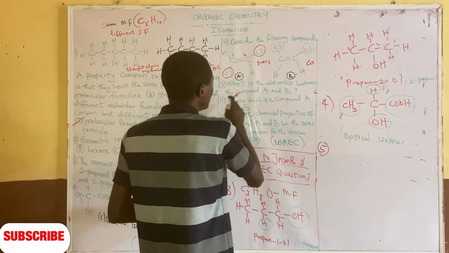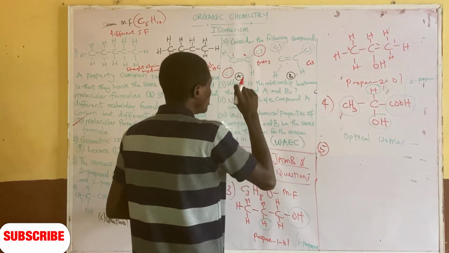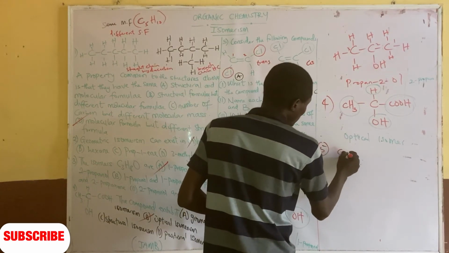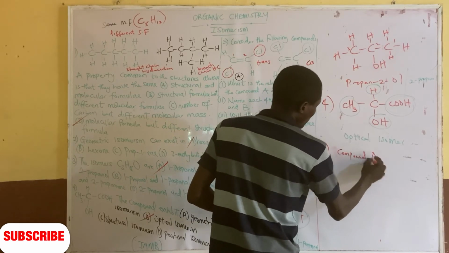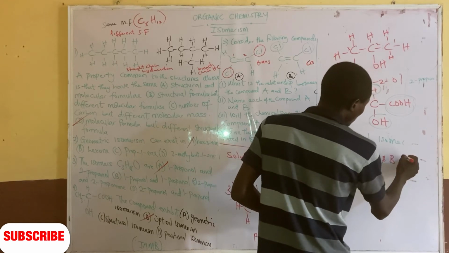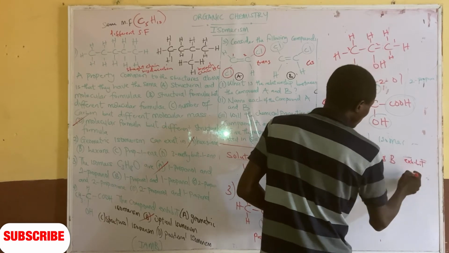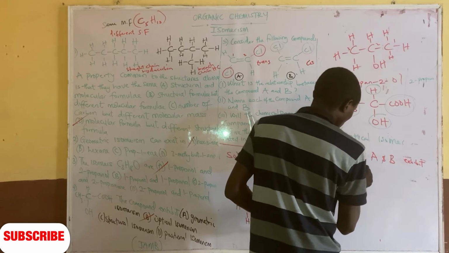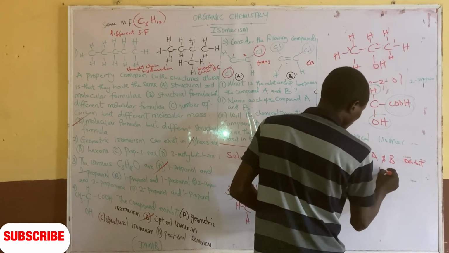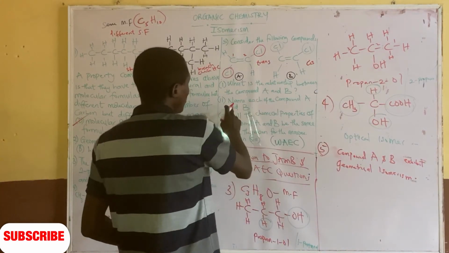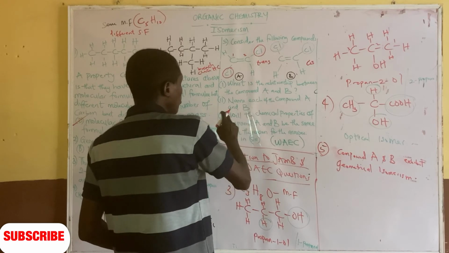The relationship between A and B is that compounds A and B exhibit geometrical isomerism. Now, name each of the compounds A and B.